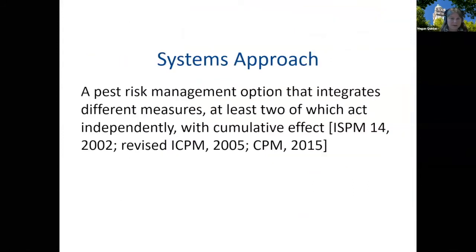So first off, there's an official definition of systems approach. And we're going to come back to this, but systems approach is a pest risk management option that integrates different measures, at least two of which act independently with cumulative effect. As you can see, that was the definition. It was prepared in 2002, slightly revised by the Interim Commission on Phytosanitary Measures in 2005, and just recently updated. But fundamentally, this has been the concept from 2002.